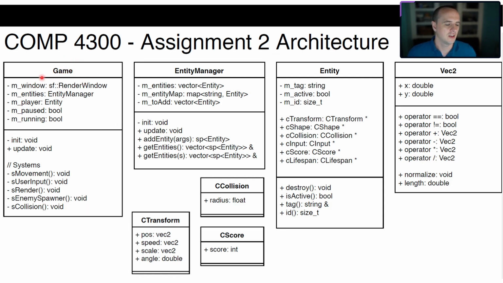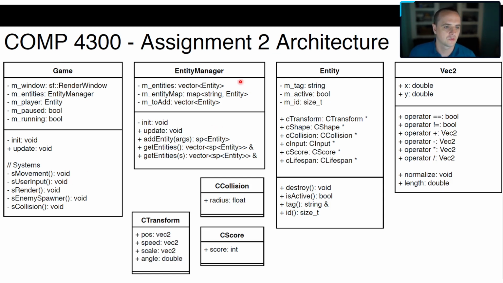This game is going to do things like store the window. It's going to store the entity manager. It's going to store the player. For example, it's going to say whether or not the game is currently running or whether it's paused, etc. It's going to have an update function, which gets called 60 times per second. We're going to run our game at 60 FPS. And we're also going to have a number of systems that implement the logic for the gameplay mechanics. So for example, the movement system, user input, rendering, etc.